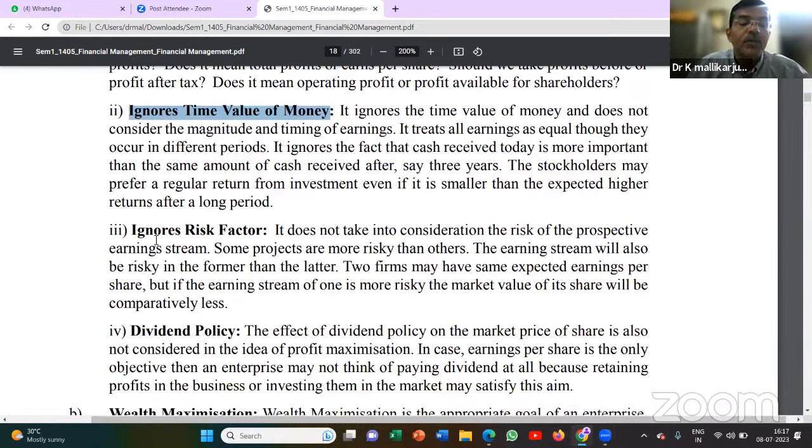The third one is ignorance of risk factors. The firm is getting good revenues and good profits, but it doesn't consider the risk. Suppose there are two projects, a more risky project and a normal risky project. The risky project naturally could earn a higher return, but profit doesn't reflect this. For example, I will take an example.